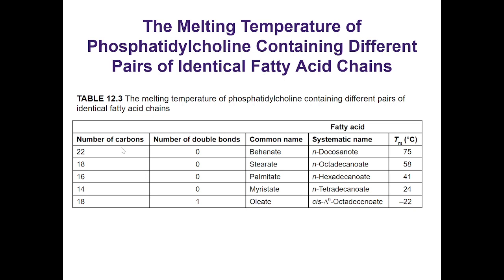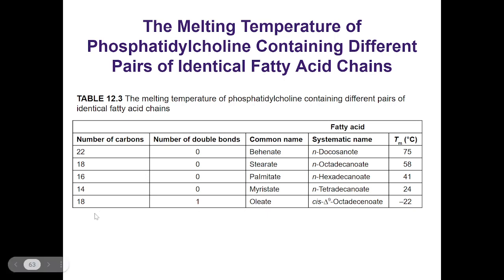So as you probably figured out, if we have a longer chain, what do you think is going to happen to that TM? Yeah, it's going to be harder to melt, right? Yeah. And so higher TM. If we have a smaller chain, it's going to be lower TM, right? Incorporating cholesterol is going to raise this TM, okay? The number of double bonds.